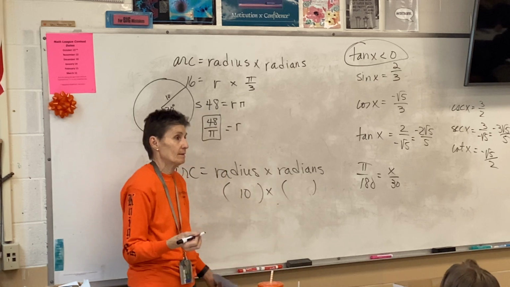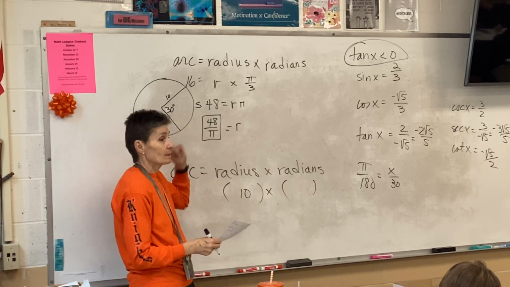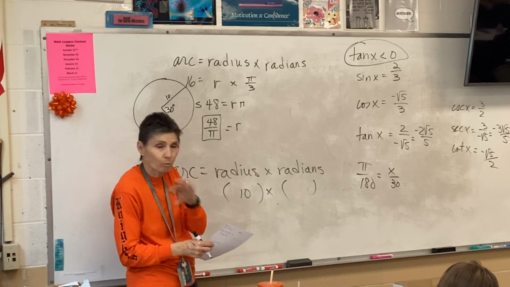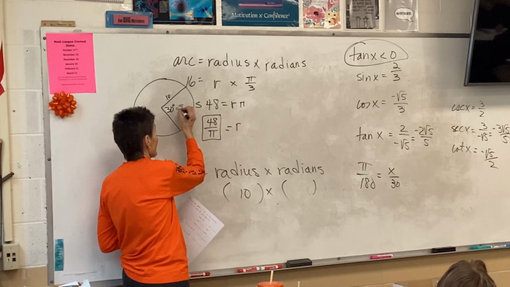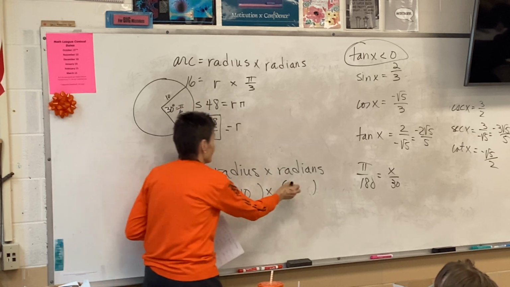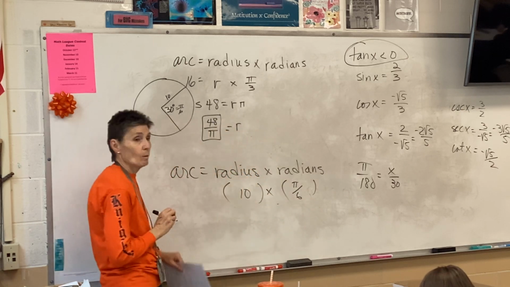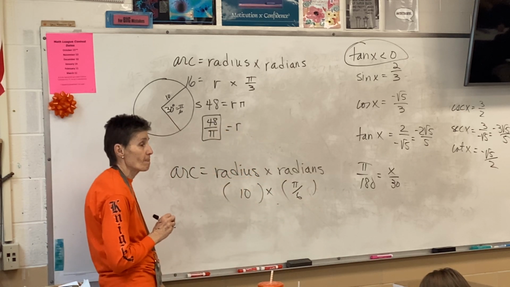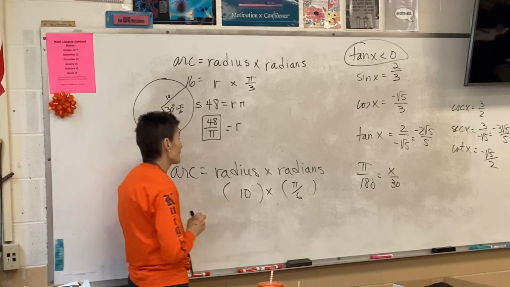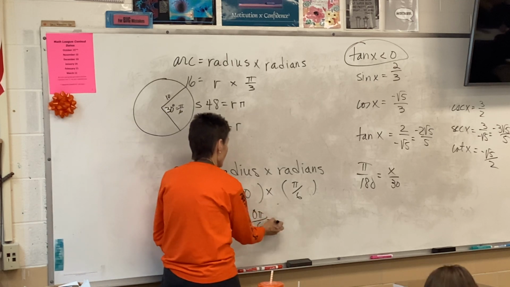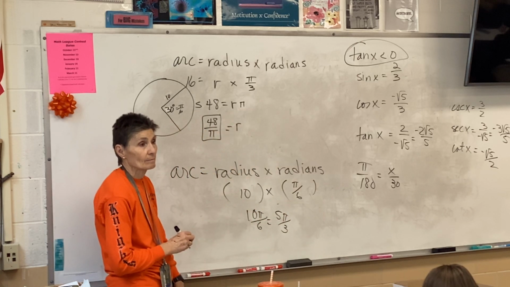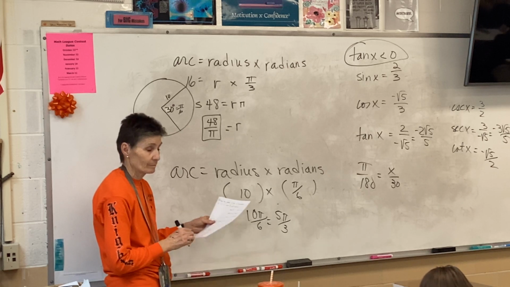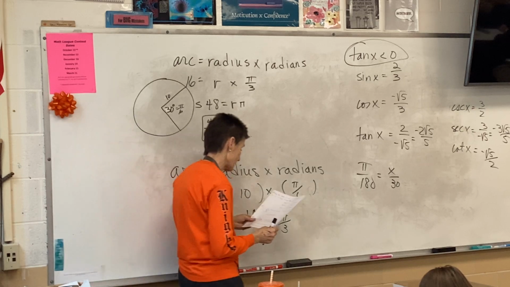Or I can use my head. 30 is what fraction of 180? 6? So isn't this just going to be pi over 6 radians? So what's the answer to the question? So it's 10 pi over 6, which is 5 pi over 3. Right? Good. All right, number 6.